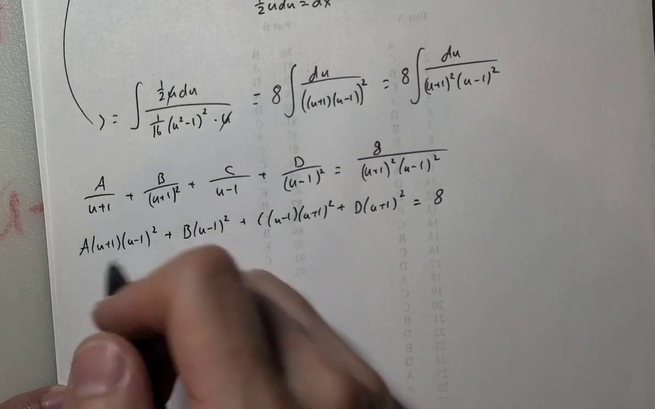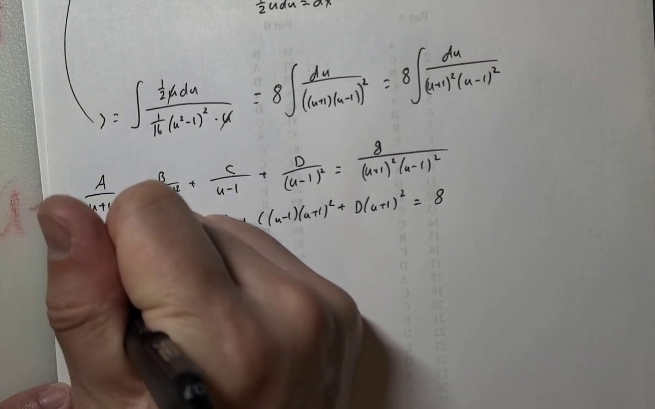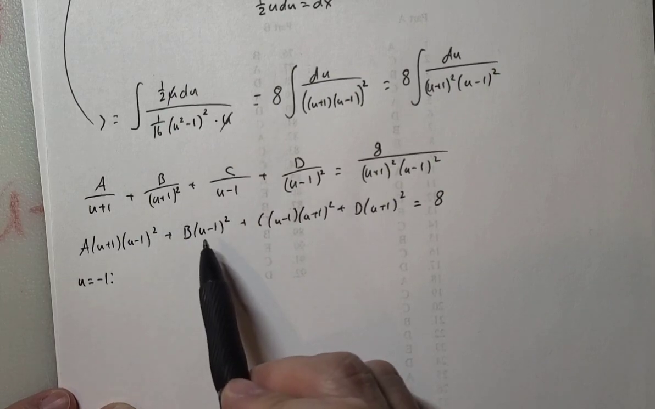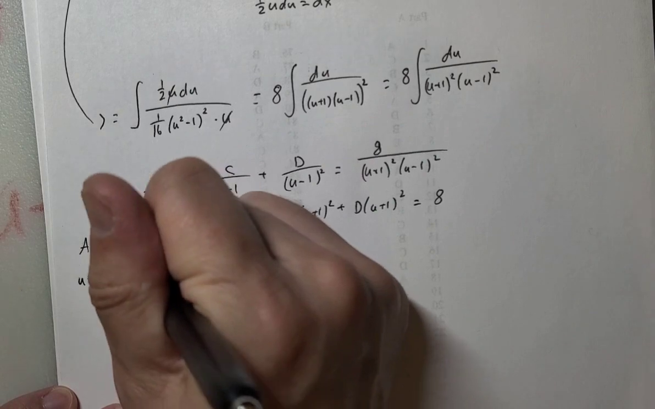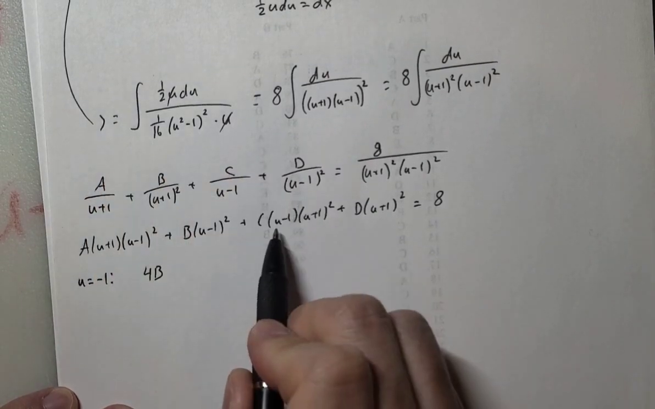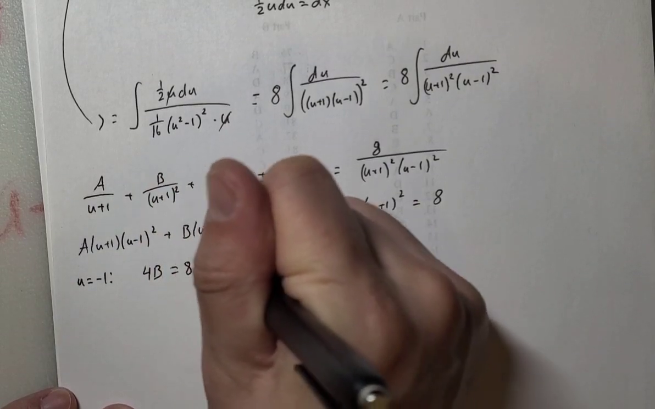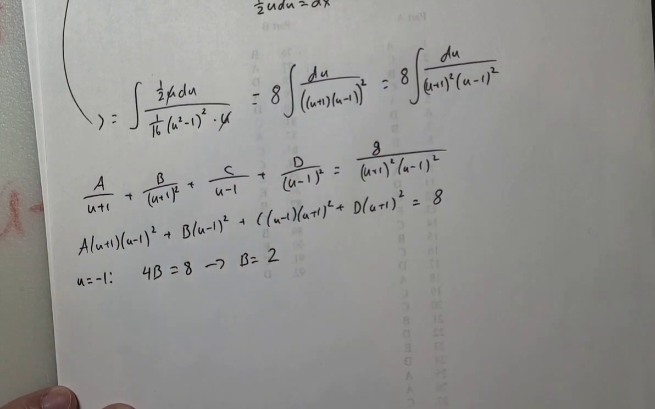Okay, so now let's plug in two easy numbers, like u is negative 1. Why do we want to do that? Well, this would go away. This wouldn't go away. We get negative 1 minus 1, which is negative 2. Square that, which is 4. So 4B, with u as negative 1, this would go away, this would go away. 4B is equal to 8, so B is equal to 2.